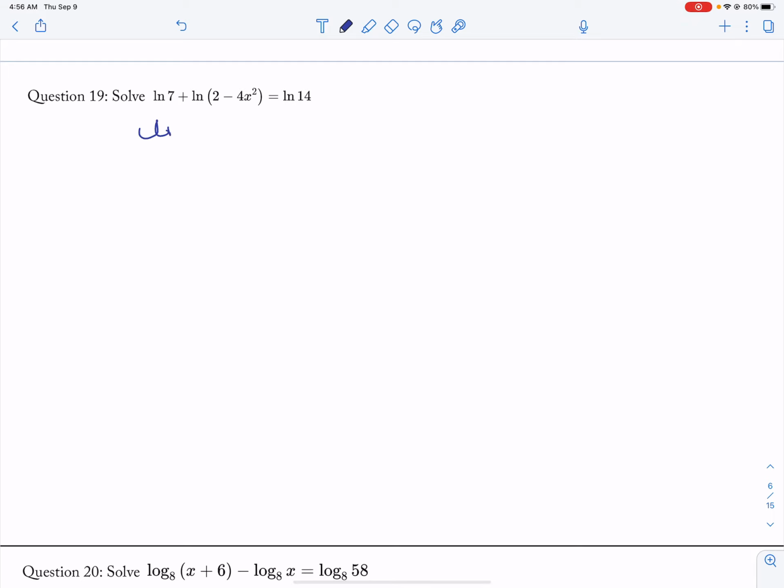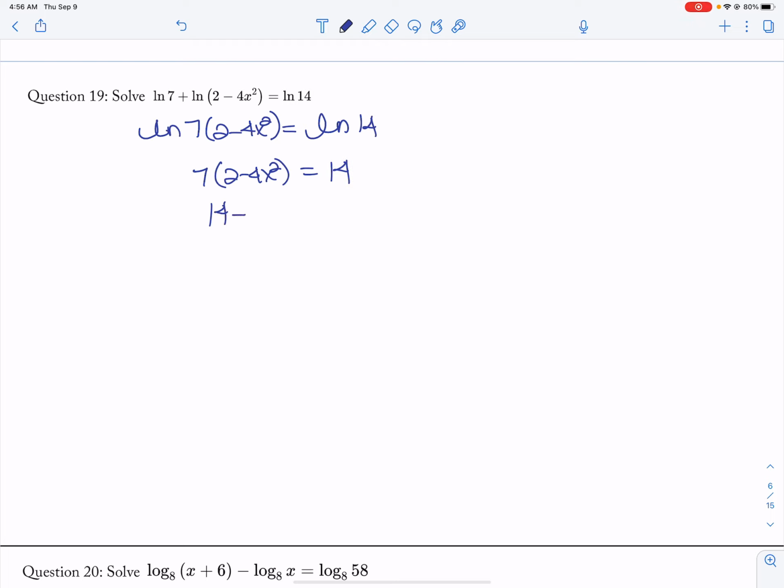I'm going to condense this together to solve for x. So I have the ln of 7 times 2 minus 4x squared is equal to the ln of 14. When I have ln on both sides, then I can set the insides equal to each other. So 7 times 2 minus 4x squared is equal to 14.